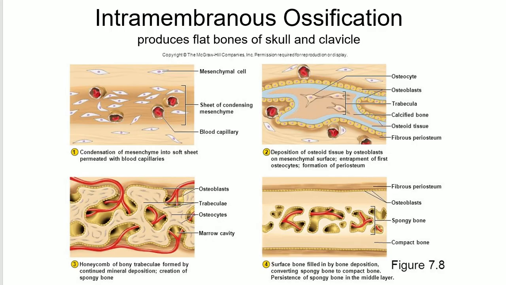So on the outside here, we have compact bone from both sides. So it's a sandwich of compact bone, spongy bone, compact bone. Think about getting hit in the head. Spongy takes the impact, cracks the outside, but it doesn't go all the way through to the inside compact bone. And that's intramembranous ossification.